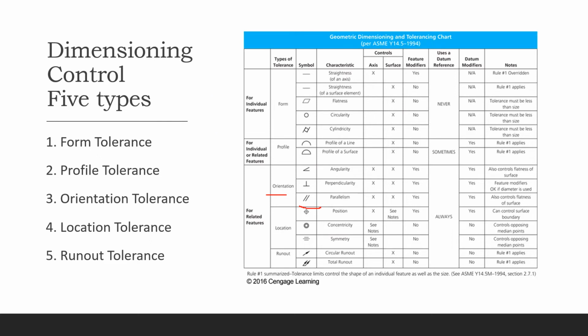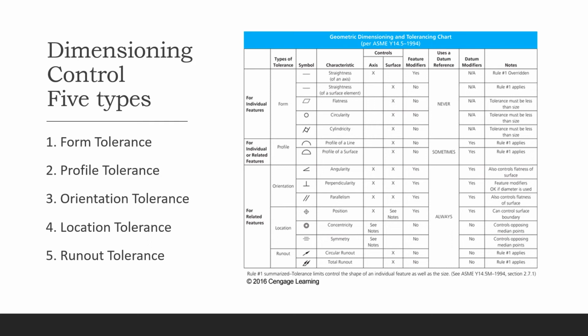Since we're dealing with measurement of many different geometries, our tolerance type also depends on the geometry. Those are the names: form, profile, orientation, location, and runout. Right now, don't feel bad about it. Just try to pay attention to all of those symbols, like I said in the beginning.